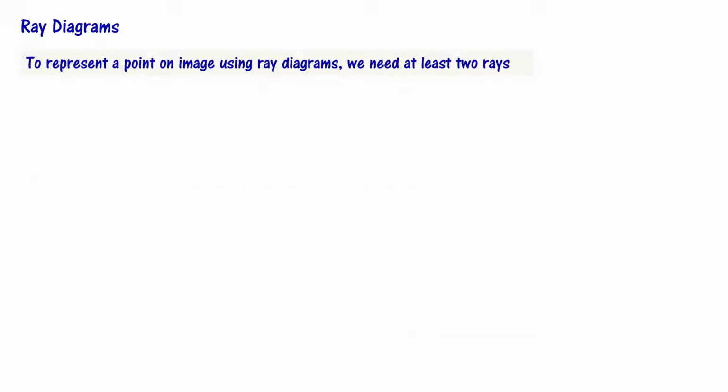Now, we need 2 rays, right? What rays to consider? Of course, we can consider any 2 rays coming from one point. From a particular point in the light source, we can consider any 2 rays. Okay, but there is a problem. I'll tell you why we have to have certain specific rays to make our life easy.